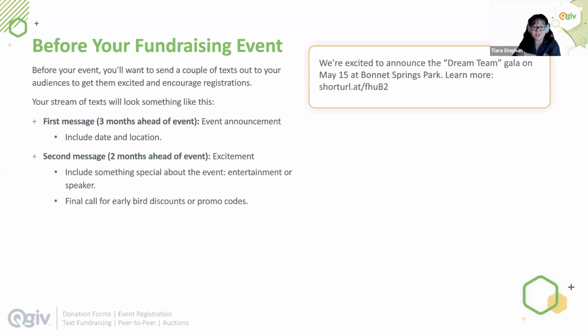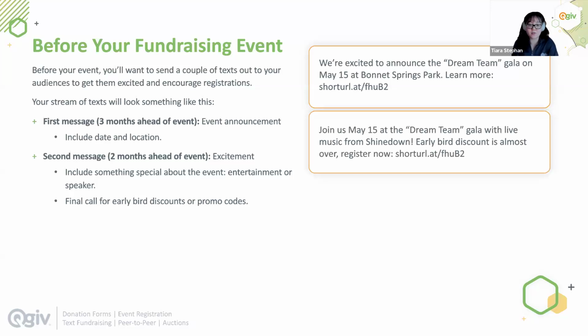Your second message you want to send about 2 months ahead of time. You can include something special about the event here, like a sneak peek of the entertainment or the speaker lineup at your event to entice your supporters to show up and sign up. You can send a final call here as well for early bird discounts or provide your supporters with some limited time promo codes. As always, you want to make sure to include a link to your registration form so that donors can actually sign up from your text.